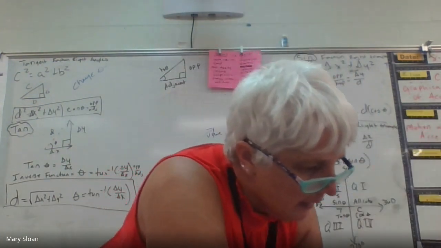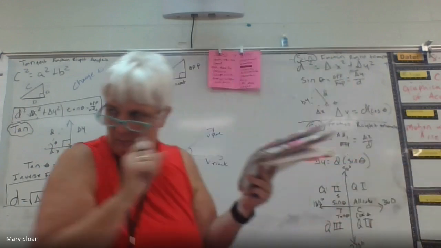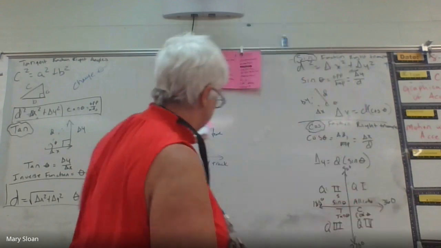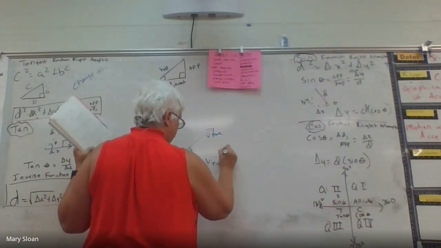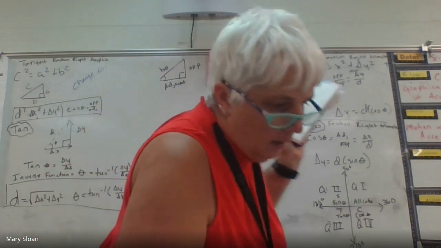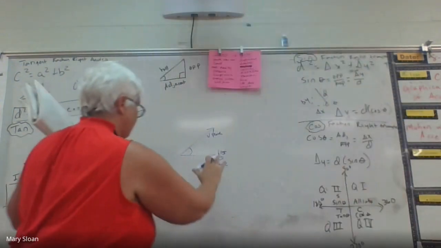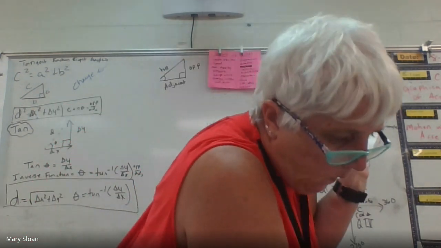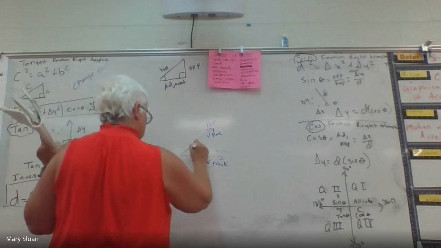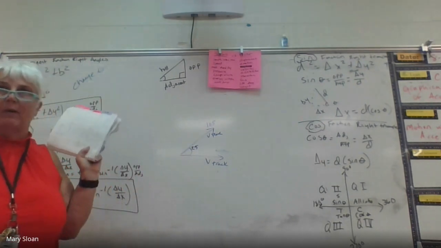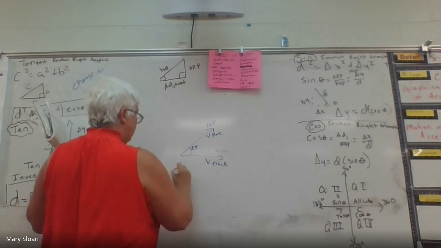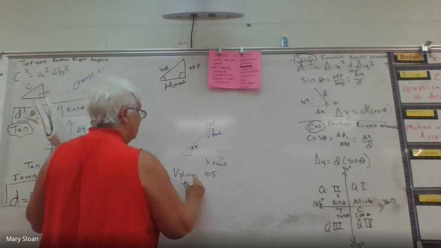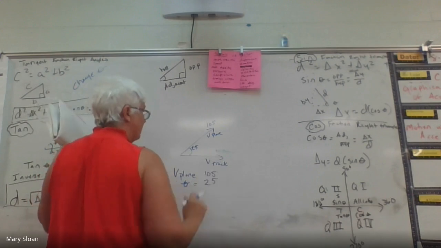So it says that the airplane is traveling at 105. So the plane is going 105, right? What's my angle? 25 degrees. So far we got it mapped out right. Okay. So our V plane is 105 and our angle is 25. Is that what we got so far?